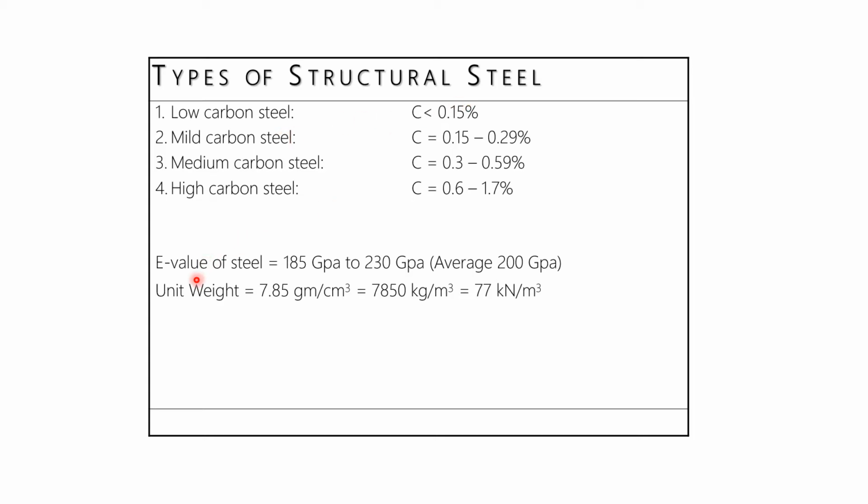The modulus of elasticity, or the E value for steel, varies from 185 gigapascal to 230 gigapascal. An average value of 200 GPa is used, meaning for steel we use a modulus of elasticity of 200 gigapascal. The unit weight of steel is 7.85 gram per centimeter cube, which is most commonly remembered as 785 kg per meter cube, and in kilonewton it is 77 kilonewton per meter cube. You can convert it yourself and you will get the same answers.